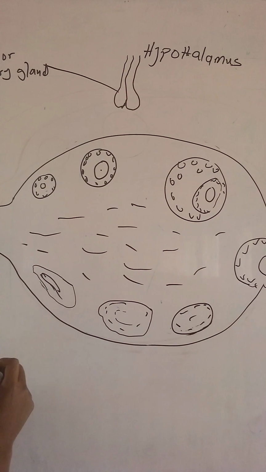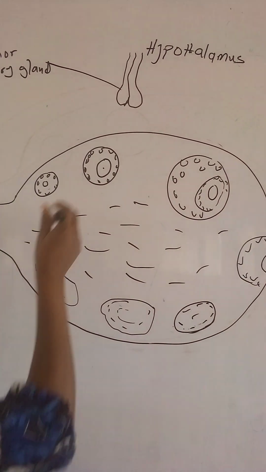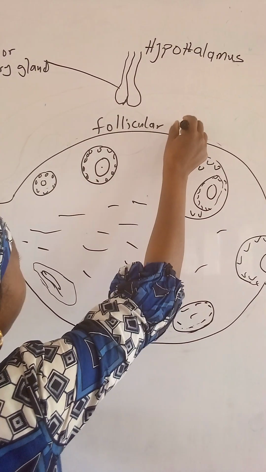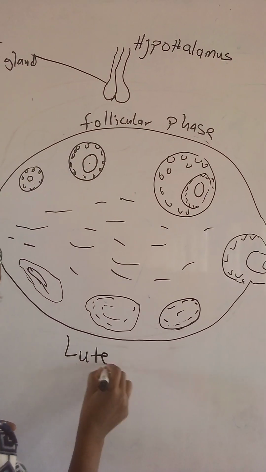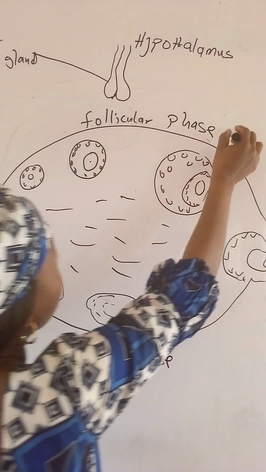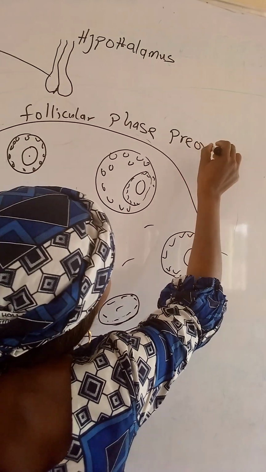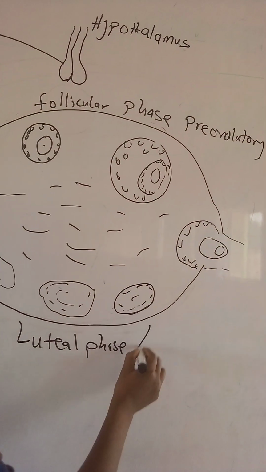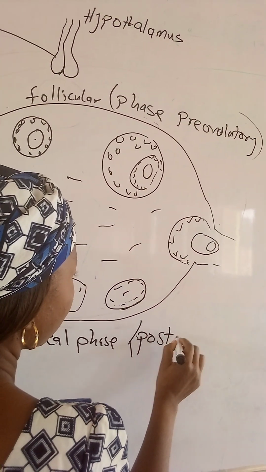Now, the ovarian cycle is divided into two phases. We have the follicular phase, and we have the luteal phase. The follicular phase is also known as the pre-ovulatory phase, and the luteal phase is also known as the post-ovulatory phase.